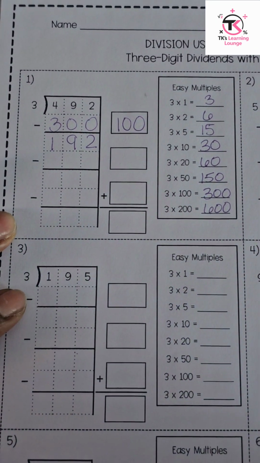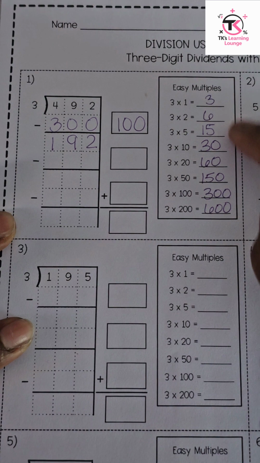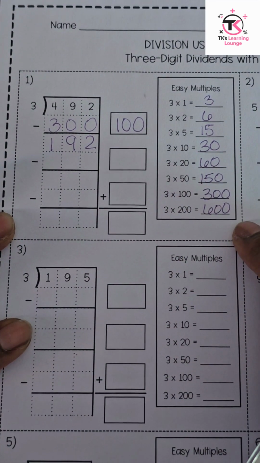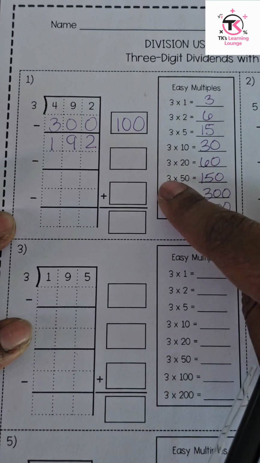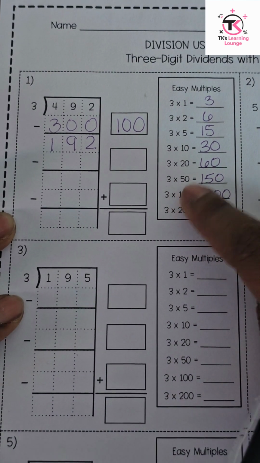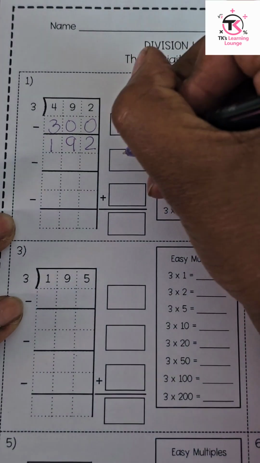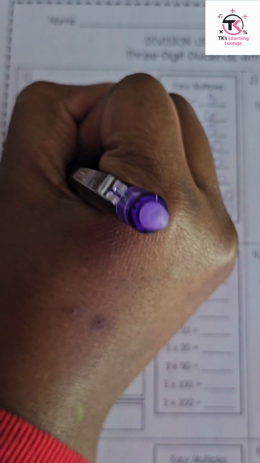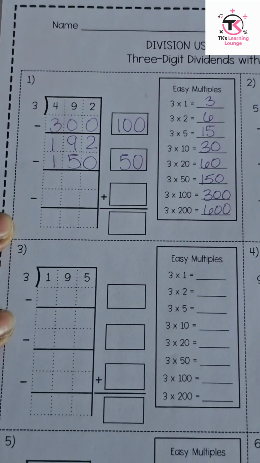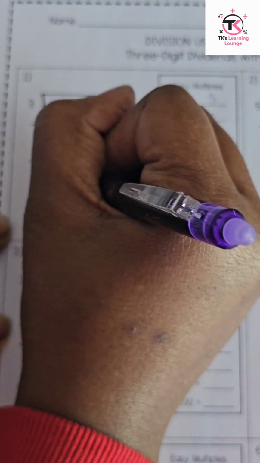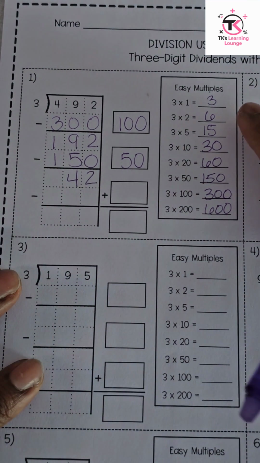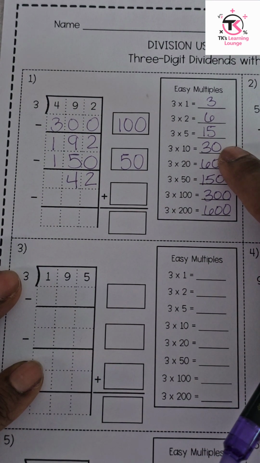So now I'm just going to repeat the process. I'm going to look at my guide here and think about what is going to get me close to 192. So using my easy multiples, I see that 3 times 50 gives me 150. So I'm going to go ahead and use 50. And then 150 goes here. Now I can subtract. So now I am left with 42. Now, looking at our chart, the closest I can get is 30.